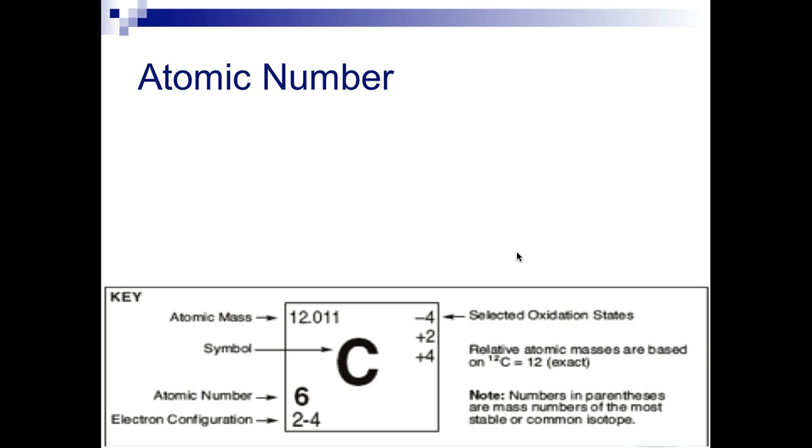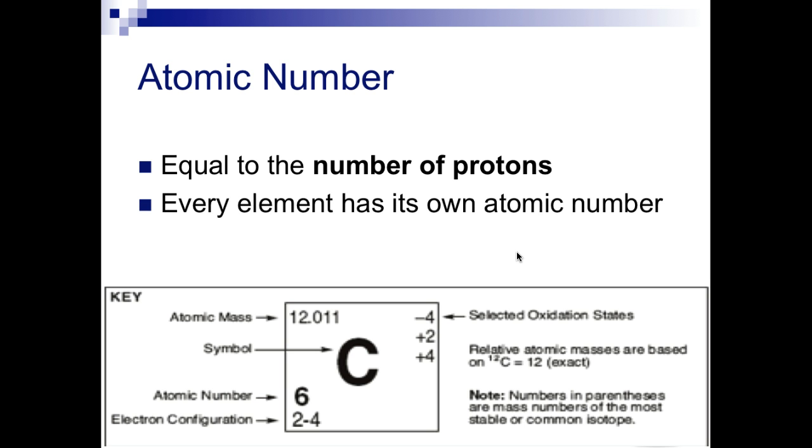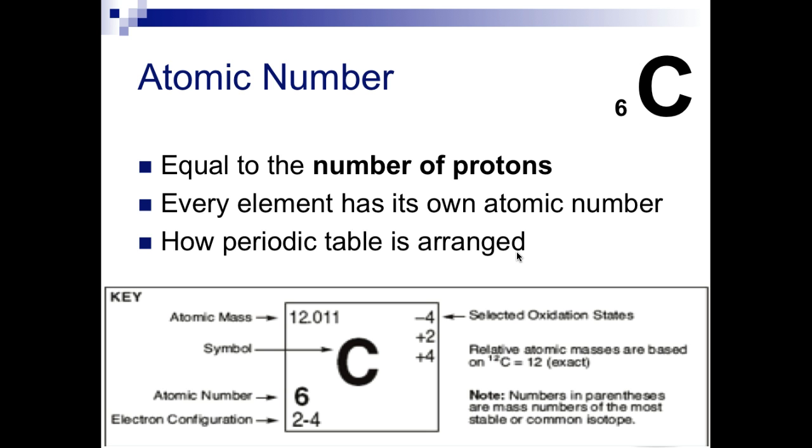Now let's talk about atomic number. The atomic number is equal to the number of protons. So let's look at this example. We're talking about carbon. Carbon has an atomic number of 6. That means that carbon has 6 protons. Every element has its own atomic number, and the atomic number is how the periodic table is arranged. So that 6 means that carbon has 6 protons.